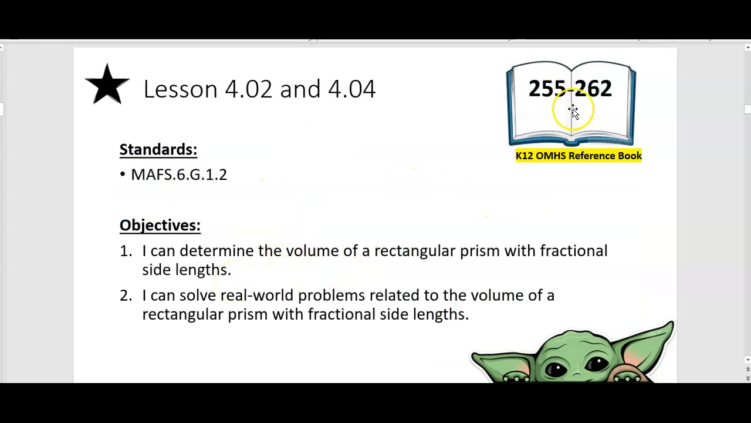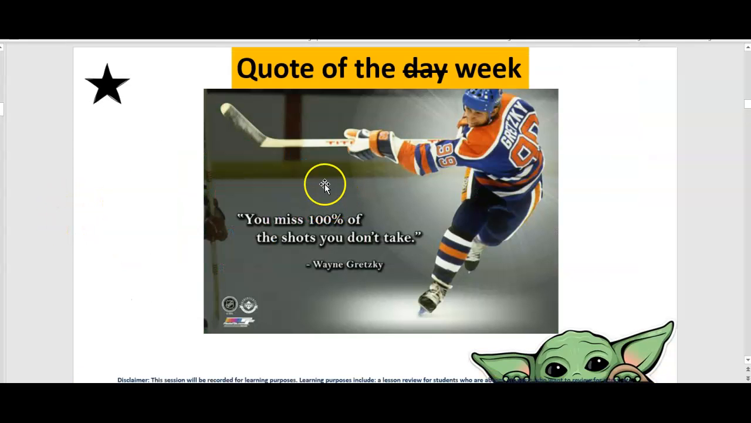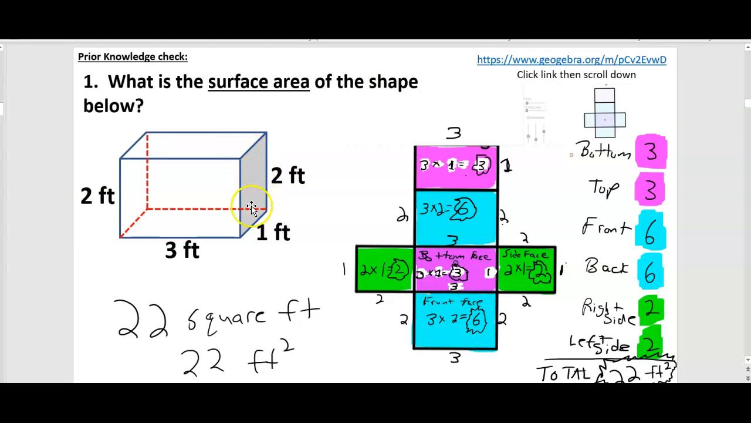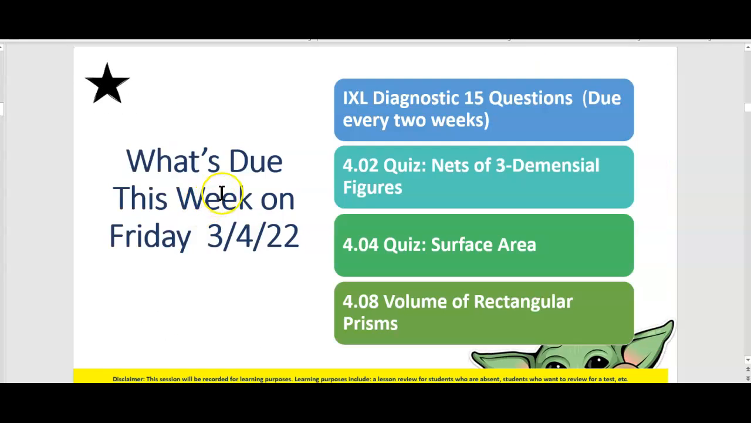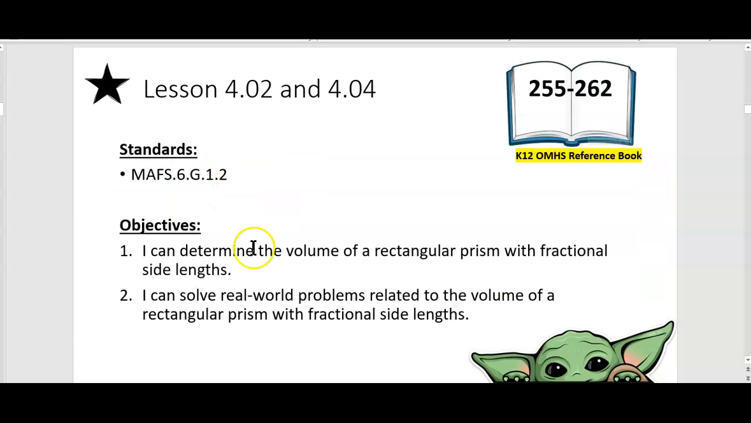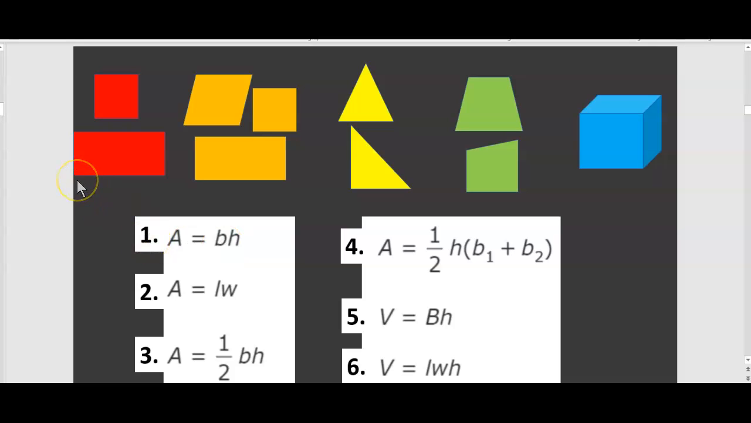Here's what we're focusing on today. Here are the pages you can find it in your reference book. Determine the volume of a rectangular prism with fractional side lengths. So you might know how to do what we just did at the top. We found the surface area, which is different than volume. Surface area is how much area is on the outside of it. Volume is how much space it takes up on the inside. Formulas are going to be so helpful here. Do you know these? Pause the video.